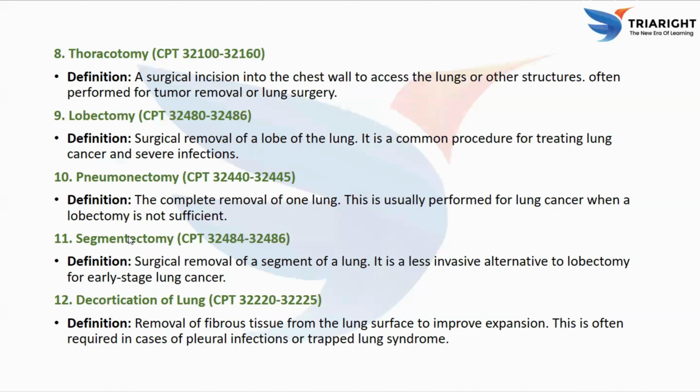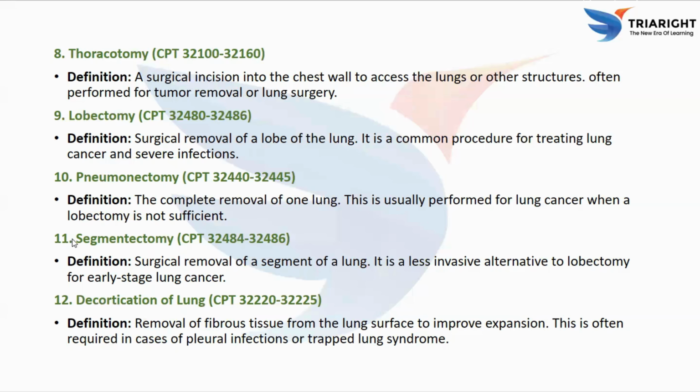So what is pneumonectomy? It's a complete removal of one lung. It is done when there is an advanced lung cancer or when there is a disease involving multiple lobes. Pneumonectomy is a very high risk procedure. This is a major surgery and the documentation must be very clear for assigning pneumonectomy codes. And CPT code ranges are from 32,440 to 445.